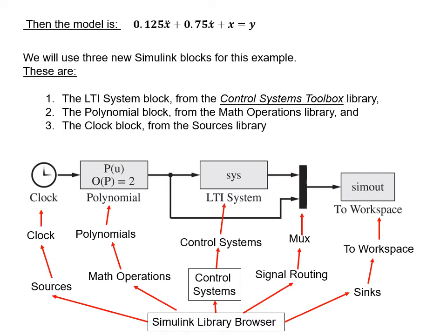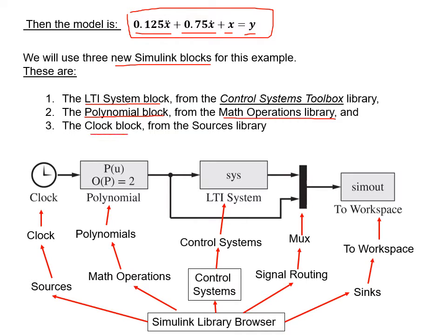So as we plug in our values for m, c, and k, we end up with this expression here, that 0.125 x double dot plus 0.75 x dot plus x is equal to our y here. So we're going to use three new Simulink blocks for this example here. The first one we're going to take a look at is the LTI system block. This comes from our control systems toolbox library. Then we're going to take a look at our polynomial block, which comes from our math operations library. And last, we'll look at our clock block, which comes from the sources library.